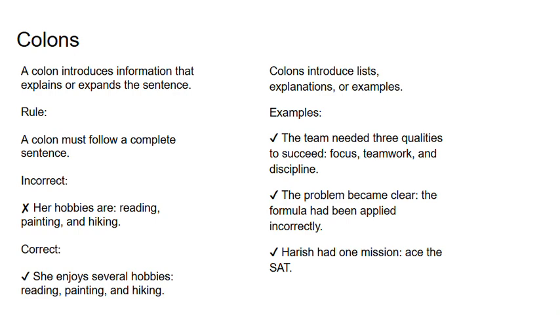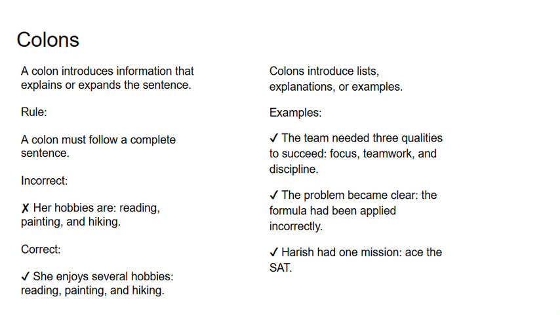Let's look at examples for each of those three. The team needed three qualities to succeed: focus, teamwork, and discipline. That's lists. Explanations are: the problem became clear: the formula had been applied incorrectly. You're explaining the previous independent clause. And examples, or I would say not examples, but more clarifications, are in the third example.